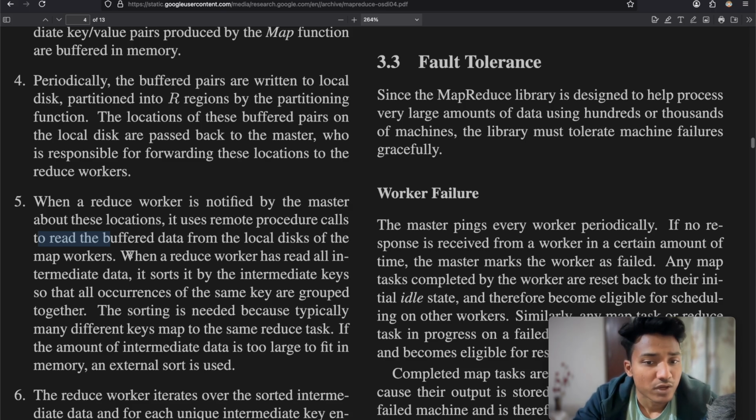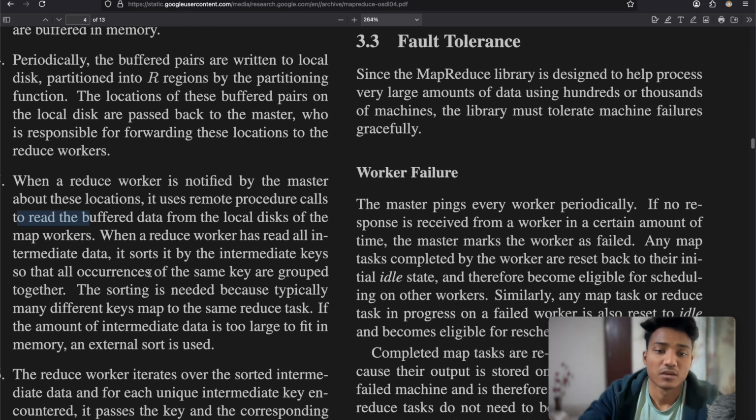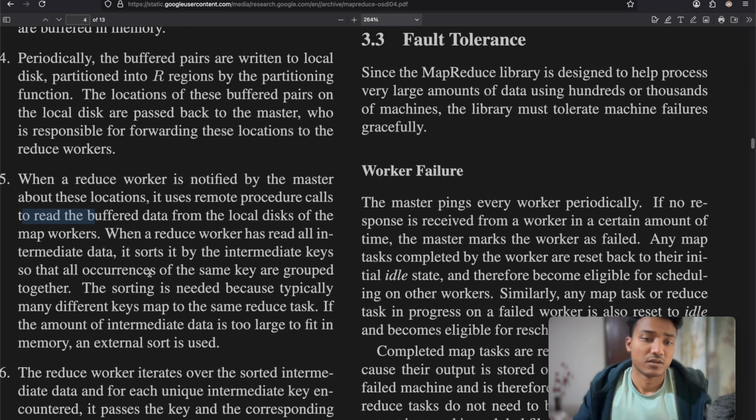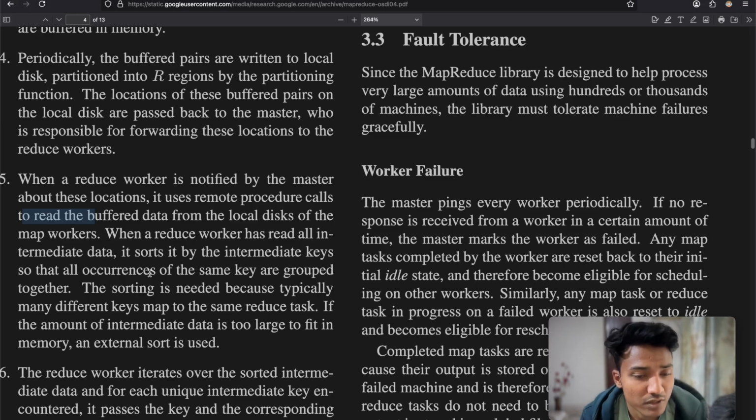When a reduce worker has read all the intermediate data, it sorts it. Okay, now this is interesting. It is sorted by the intermediate key so that all occurrences of the same key are grouped together. Okay, makes sense. The sorting is needed because typically many different keys map to the same reduce task. If the amount of intermediate data is too large to fit in memory, an external sort is used.